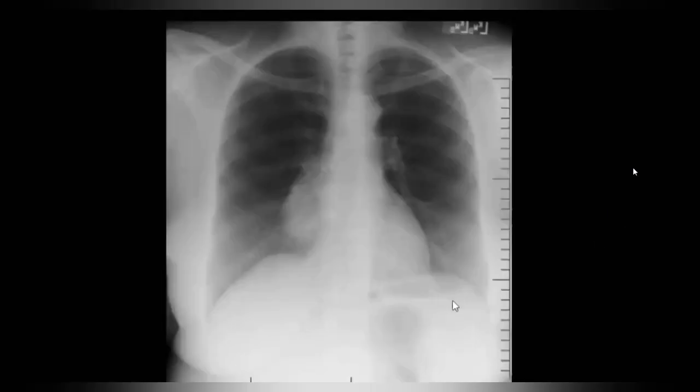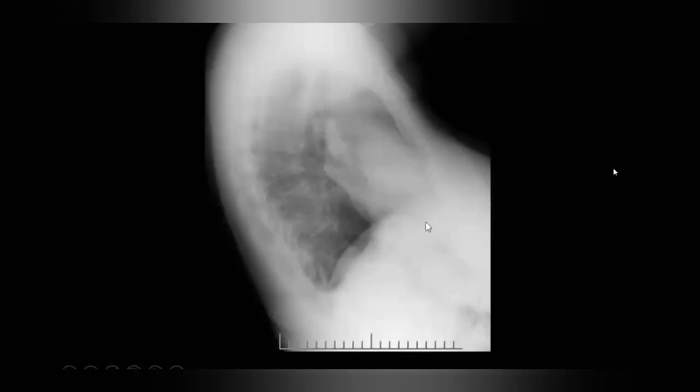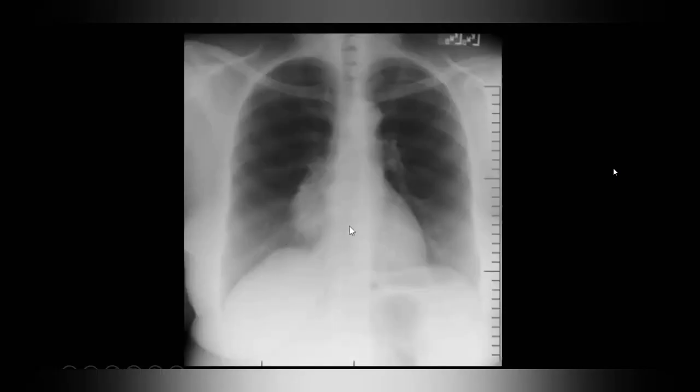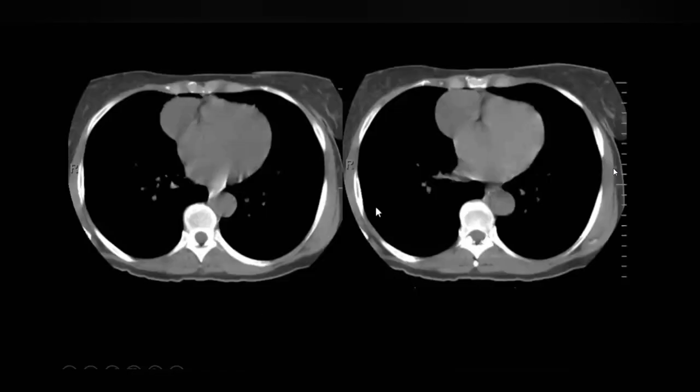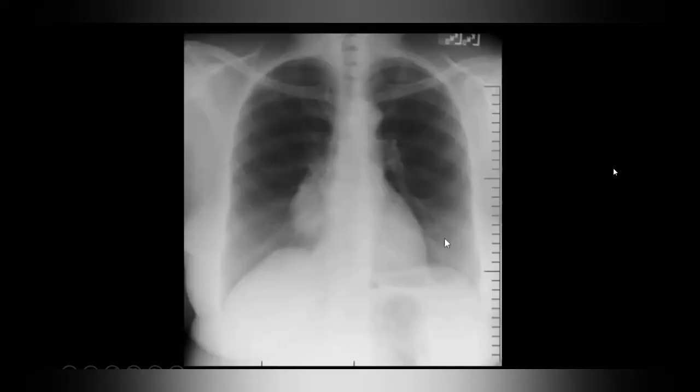So let's now sum up. We are dealing with an opacity which has sharp margins. Yeah. That is silhouetting the right heart border. And it's the right heart border projected over the cardiac shadow. Yeah. So it's slightly in the middle lobe. So it is middle lobe or within the anterior mediastinum.